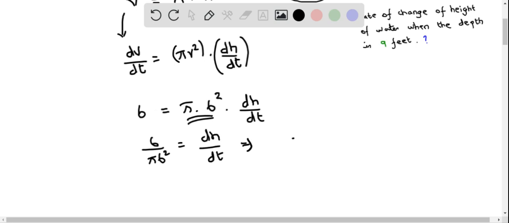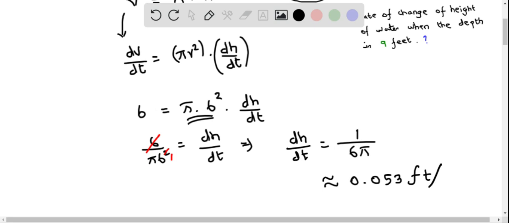I write this in the form dh over dt, and this equals, see that we can cancel this 6 with the power of 6. This becomes 6 to the power 1. So therefore it is 1 over 6 pi. This is 1 over 6 pi. We plug this expression into the calculator, and when we do that, we get approximately 0.053, and the unit of this is feet per minute, since this determines the rate at which the height is changing. So this is the rate of change of height of the water when the depth is 9 feet.